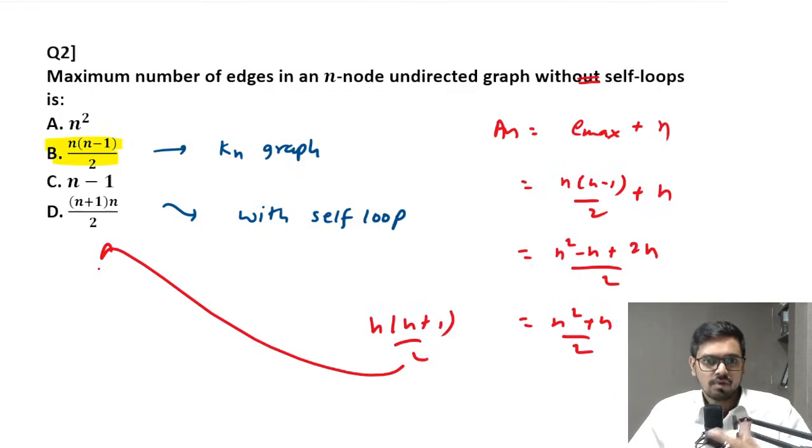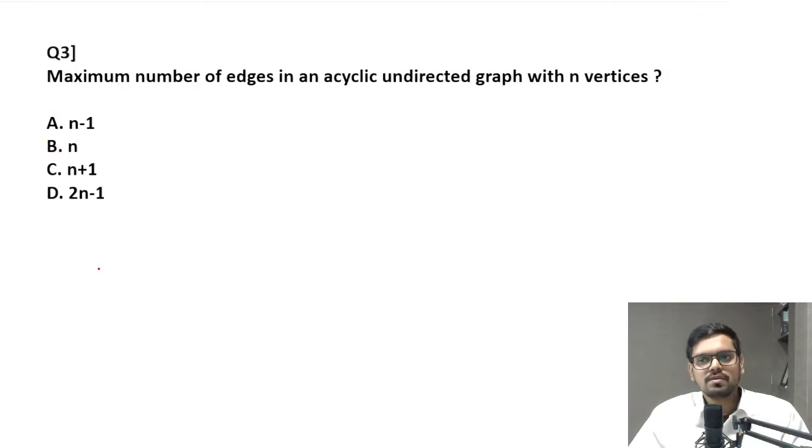So if they ask with self loop, then you will say without self loop plus consider all the self loops. Without self loop is n into n minus 1 by 2, and if you consider the self loops, n vertices will have n self loops, so add them, and the answer comes out to be n plus 1 into n by 2. That is one more good question if in future the GATE exam asks. Try question number 3.